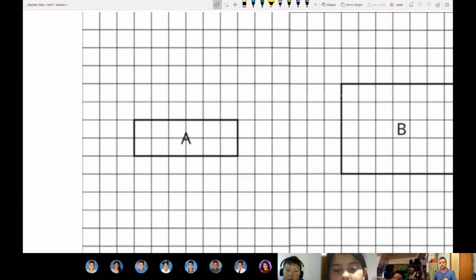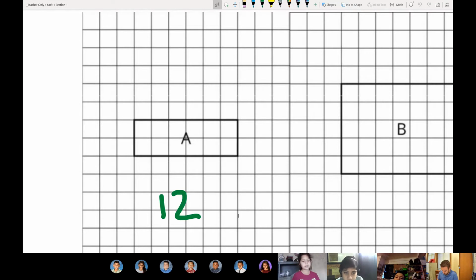Maybe it's fuzzy. So, how can we describe A? How can we describe the rectangle A? We talked about rows and columns. Vanessa, how can we describe A? I know the answer. Okay, you know the area or what's inside? Yeah. Okay, what is it? 12. It is 12. How did you get 12? Because I counted all of them.